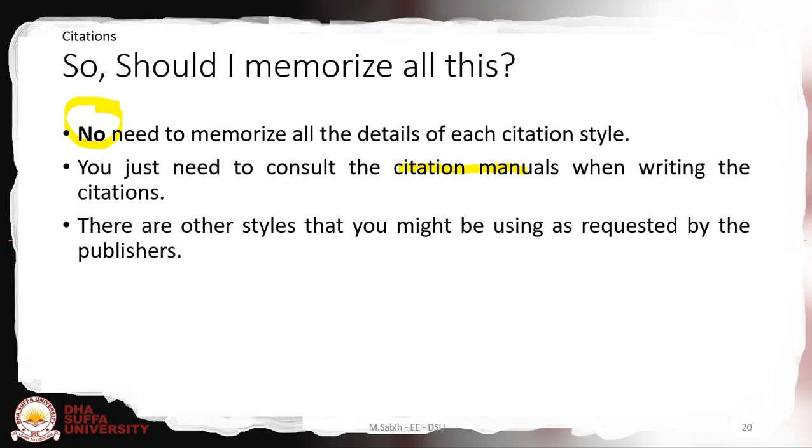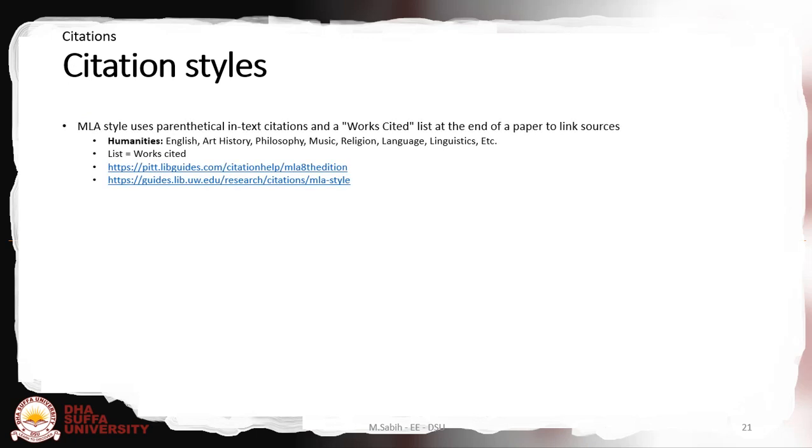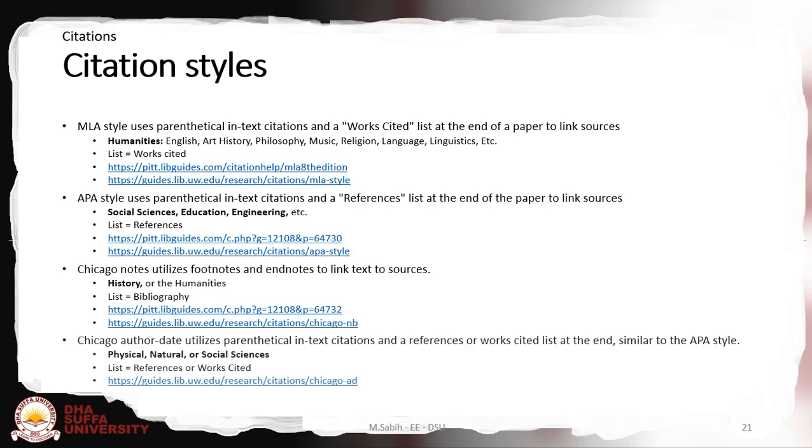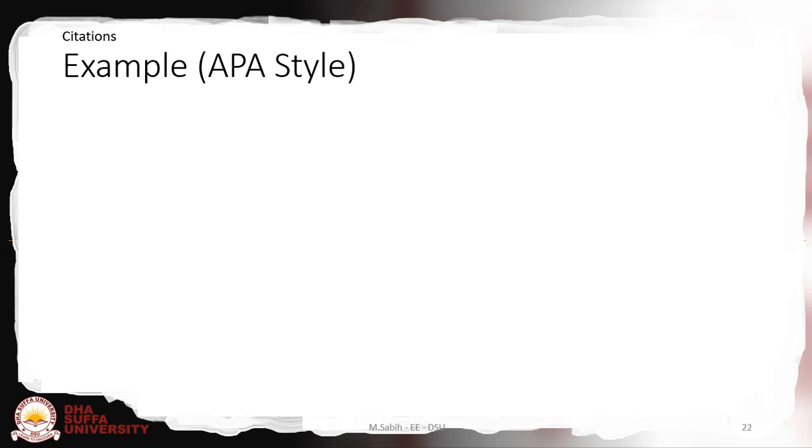And there are other styles that might be useful and requested by the publishers. For example, when you submit to a specific journal, they may ask you, okay, put your references in so and so style. Citation styles. So there are some references here for your future work whenever you like it. MLA, APA, Chicago notes, and the author date utilization.